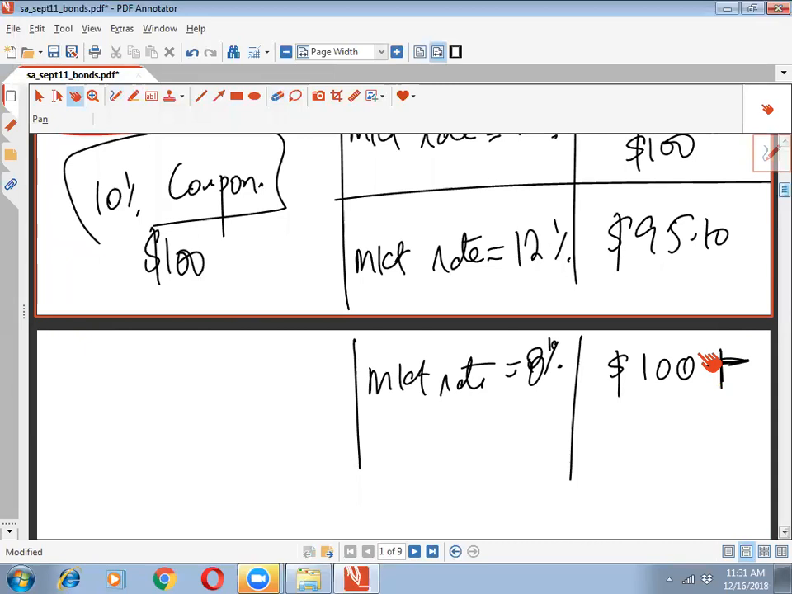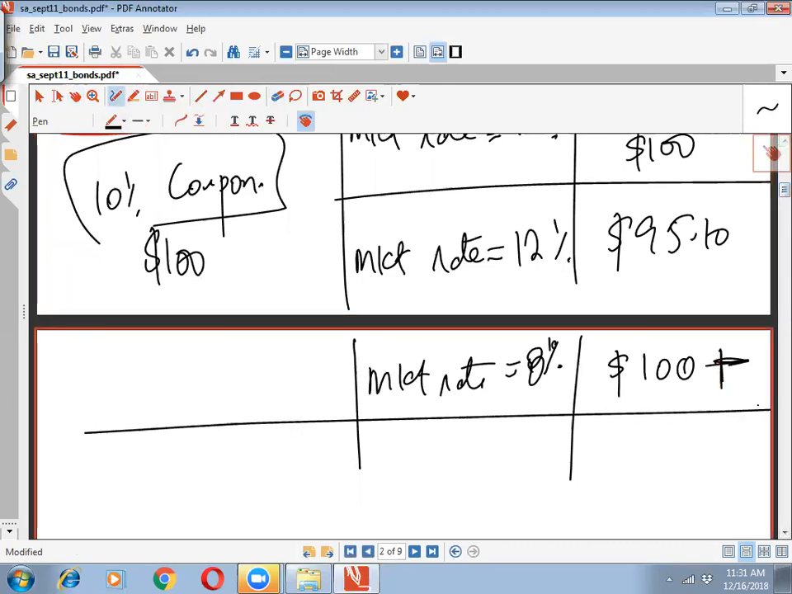Okay, is that fine? So we established a few things, which is, number one, we've established the linkage between the coupon rate, the market rate, and the market value of the bond. Now let's move forward.